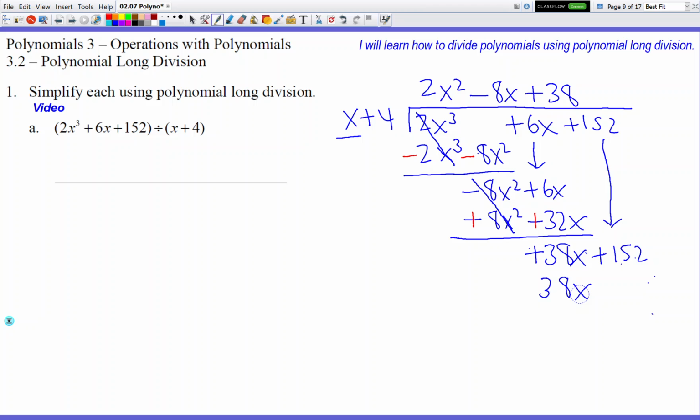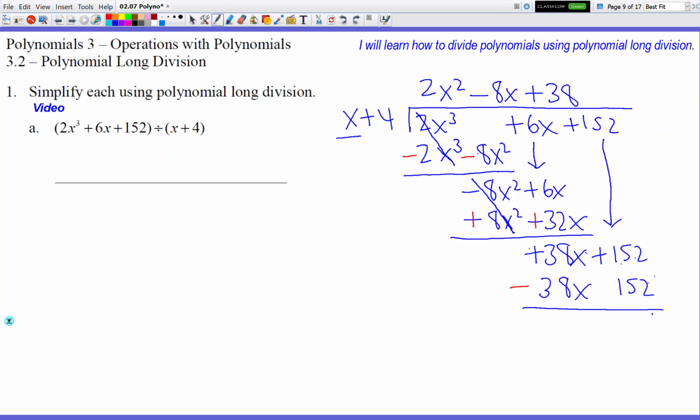Then 38 times 4 is positive 152. Then I'm going to get my red pen out and change signs. Actually, let me draw my little line here. I'm going to change the signs because, like I said, it's top minus bottom. So this first guy, positive 38x, is going to turn into negative 38x, and the positive 152 is going to turn into negative 152.